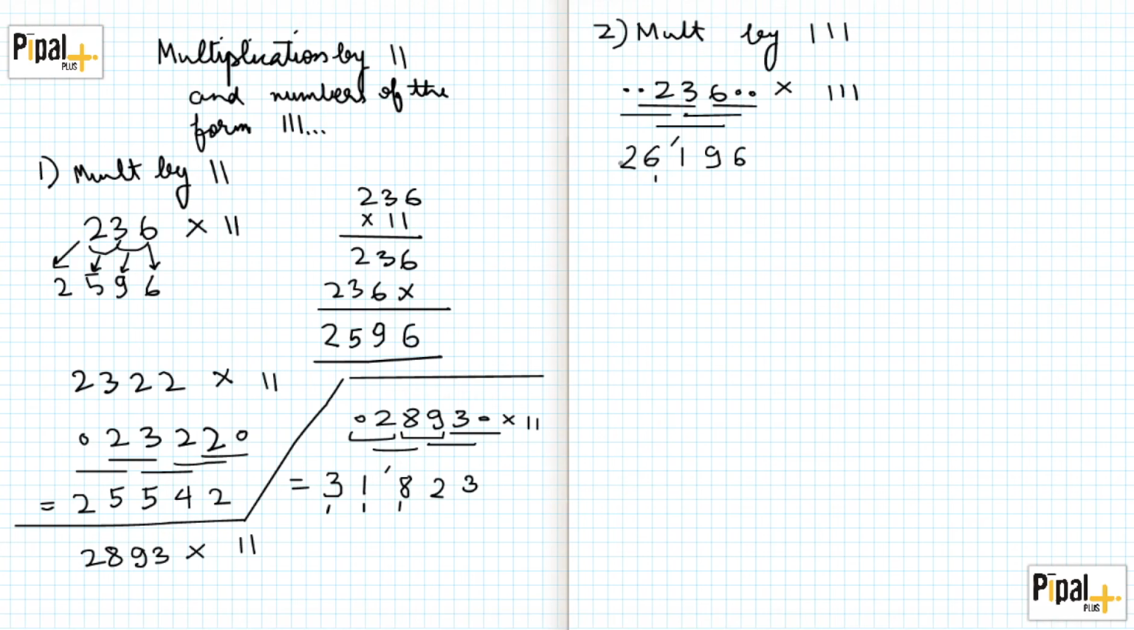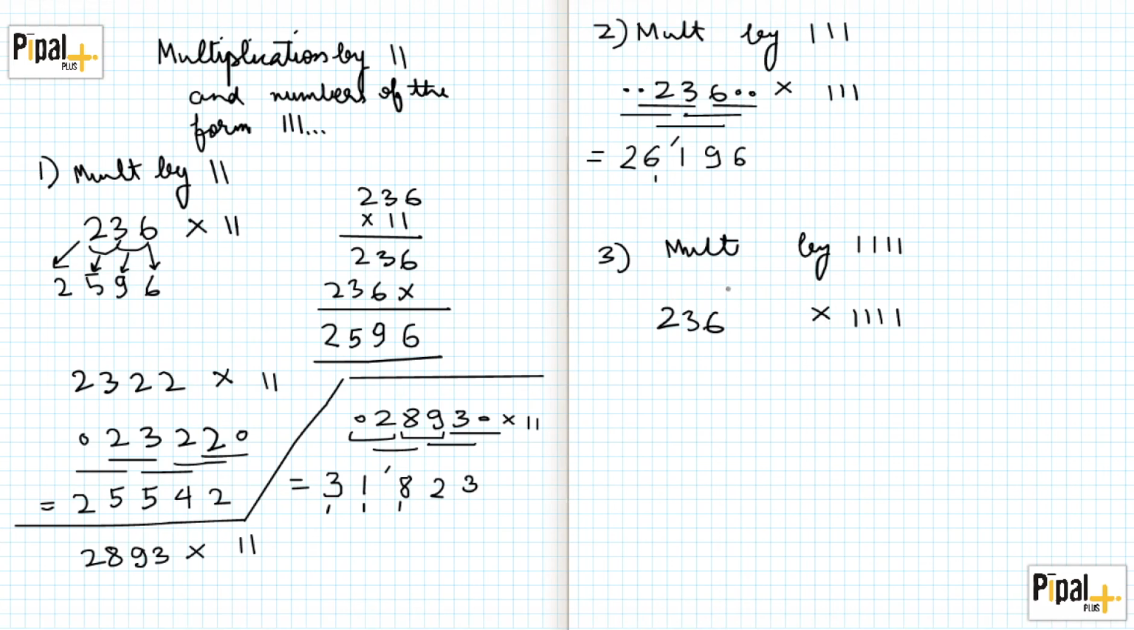Okay. So my answer is 26,196. So when I multiply 236 by 111, I get 26,196. Similarly, let's take another example. Now this time I'm going to multiply 236 by 1111. So 236 by 1111.